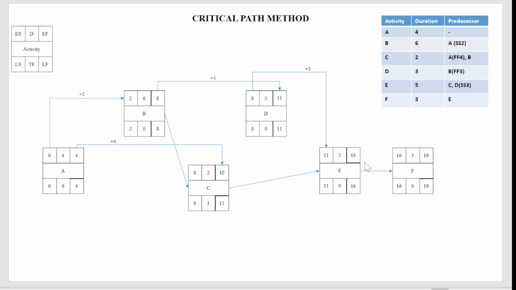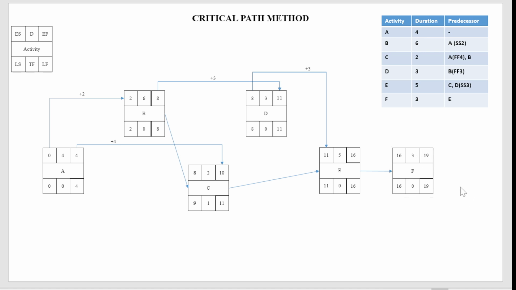So the last activity F will just move 16 to here. 16 plus 3 will be 19. So the forward pass is completed. Now the project duration is 19 days. The same problem we had before, same durations we had, but the relations have been changed. That is why the overall project duration has changed.